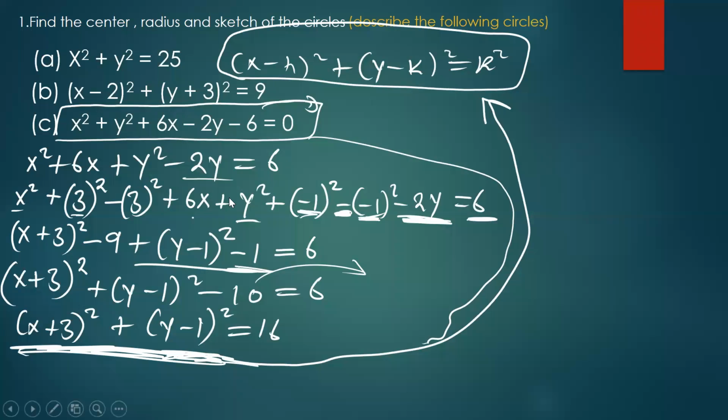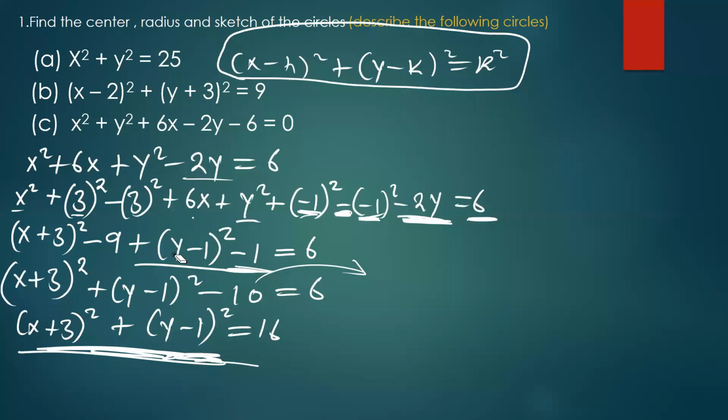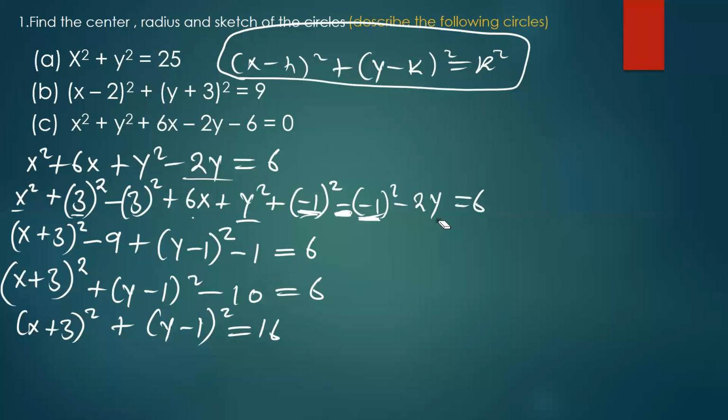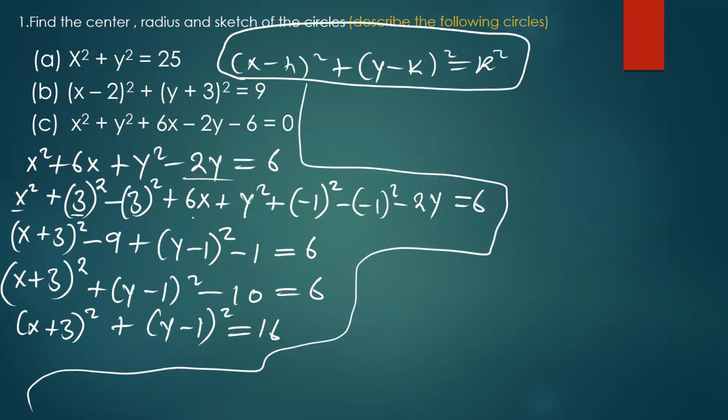There's a person who's asking, after adding -3 squared, 3 squared and -1 squared, are we not supposed to also add them on this other side of the equation? What you are saying is 100% correct. We're supposed to add them. Let me explain it in this way, because I know he is not the only person asking this question. I believe there are also other people asking the same question.